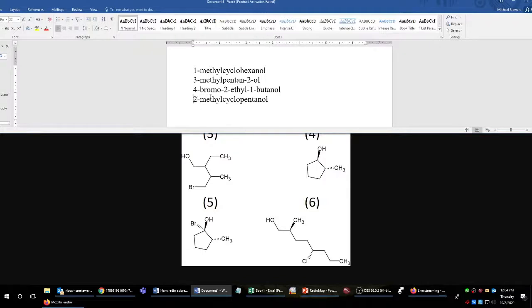So we can also call this trans 2-methyl cyclopentanol, or if we want to refer to the higher priority groups, it would be the E 2-methyl cyclopentanol.